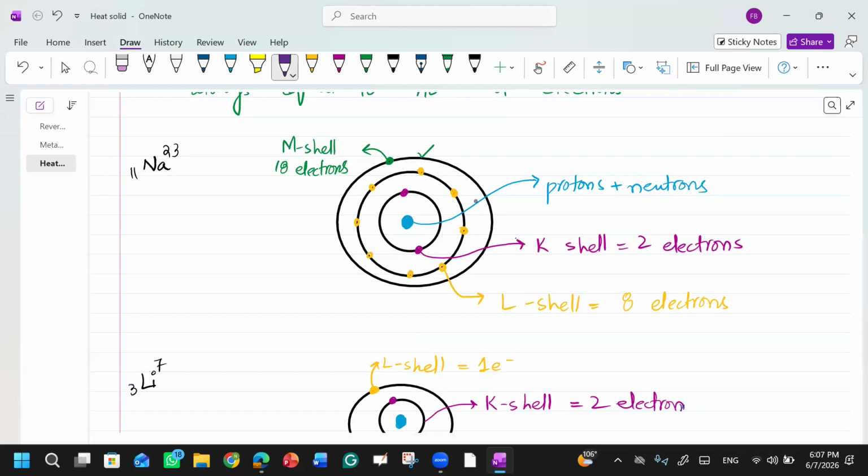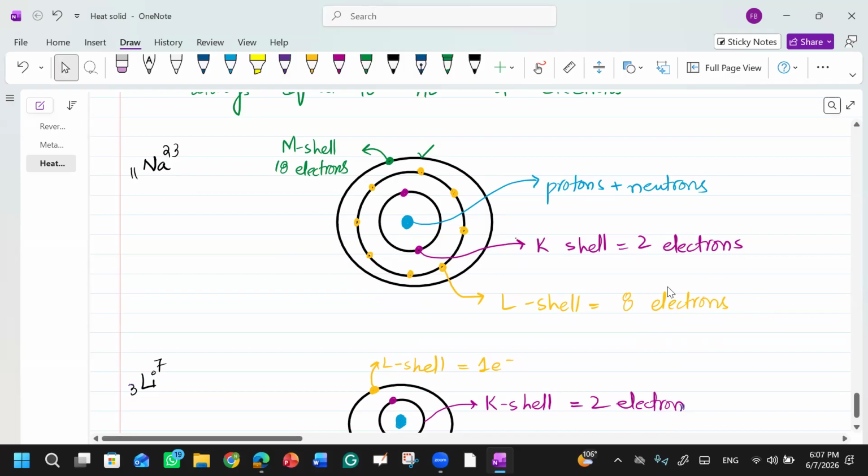Then the second shell is known as the L shell, and the capacity of the L shell is that it can fill eight electrons, right? So by adding K and L shell electrons, how many electrons have we filled? It would be 10. In the K shell there are two electrons, in the L shell there are eight electrons. So there will be 10 electrons.